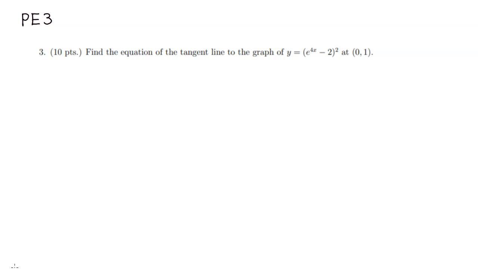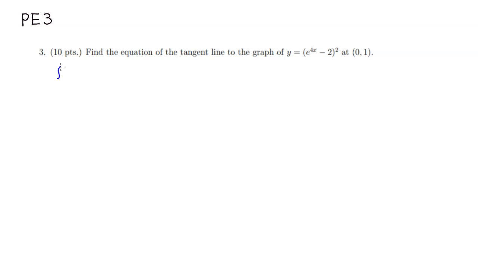All right, let's look at practice exam 3, problem number 3. We want to find an equation of the tangent line to this given function at the point (0, 1). Since (0, 1) is given, this is going to give us the y-intercept. So I'm going to use the slope-intercept form.